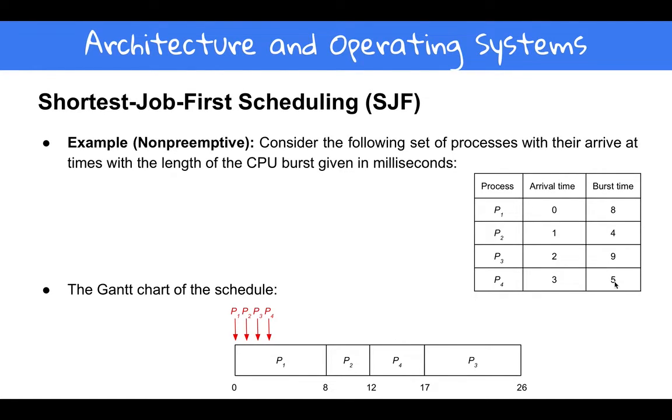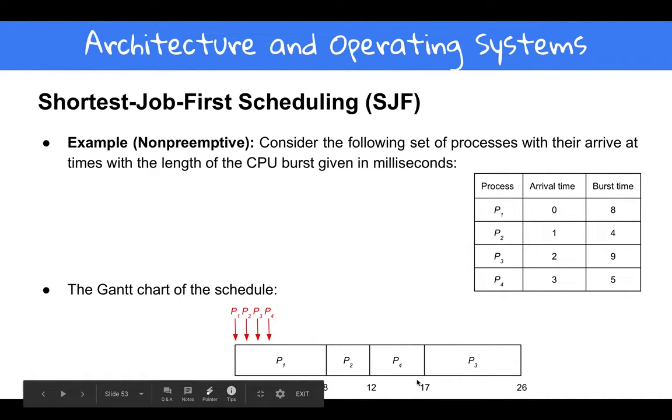Between these two, we give the CPU to P4, 5 seconds. 5 plus 12, 17. And the last one is P3, which is the longest one, which is 9. 9 plus 17 is 26. This is the Gantt chart for that.